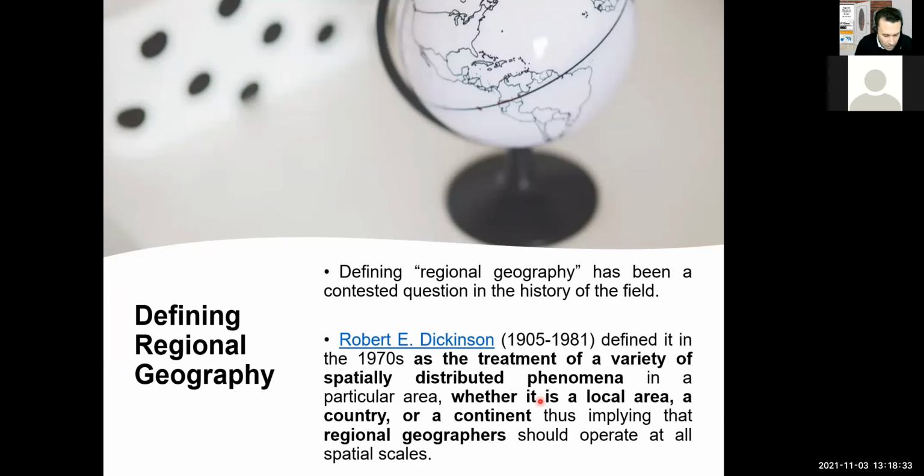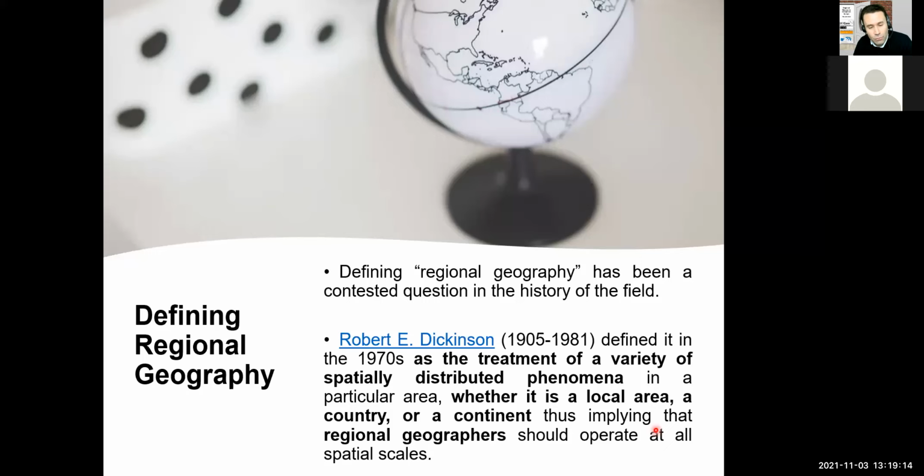So let's go for something a bit more exciting, hopefully, on regional geography, with a lot about history and the people that have been contributing to regional geography since a long time ago. Hopefully this will help you understand what we are talking about when we talk about regional geography. Dickinson in the 70s wrote that regional geography is the treatment of a variety of spatially distributed phenomena. So it's about analyzing within a specific geographical context, about a particular area, whether it is a local area, a country, or a continent.